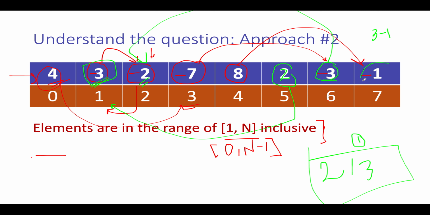Next we see is minus 1. You take the absolute value, which is 1. 1 minus 1 is 0. You jump onto the 0th index and you see 4 there. It's positive. You simply update it to minus 4.